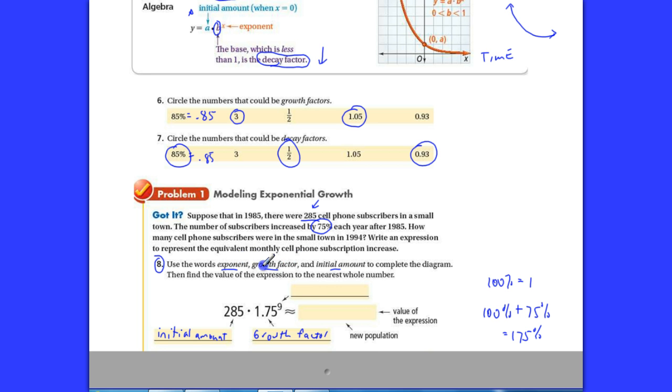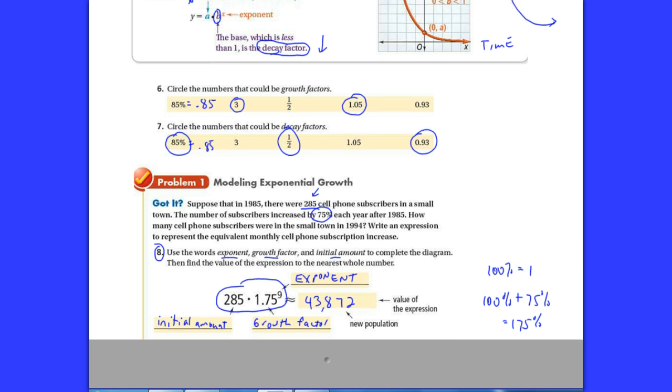Let's see, we got the exponent. This 9 right here is the exponent. Now I will need you to grab your calculator. If you don't have it, press pause and go find it. We need to make sure that you can take this expression and correctly put it into your calculator. If it's a scientific calculator, you should just be able to type in 285 times 1.75 to the power of 9 to get the value of 43872.